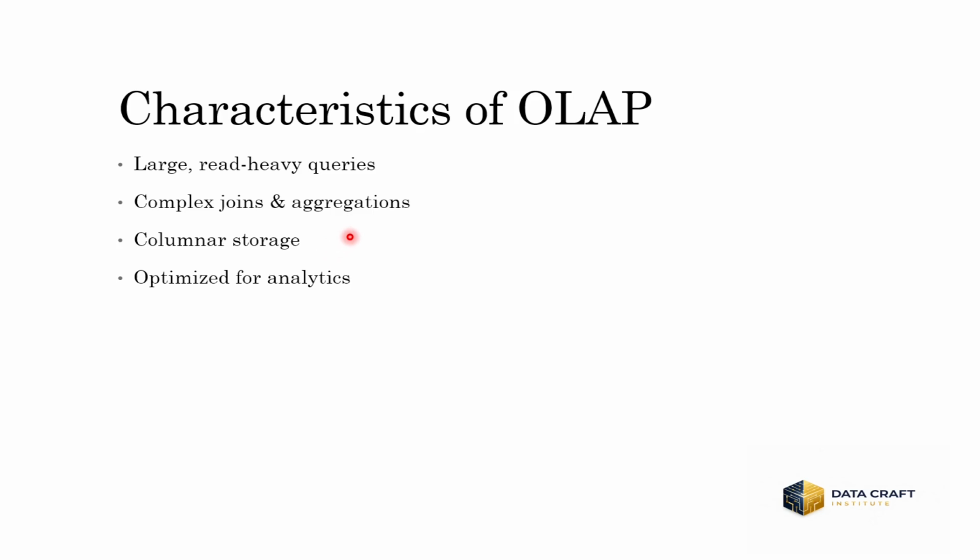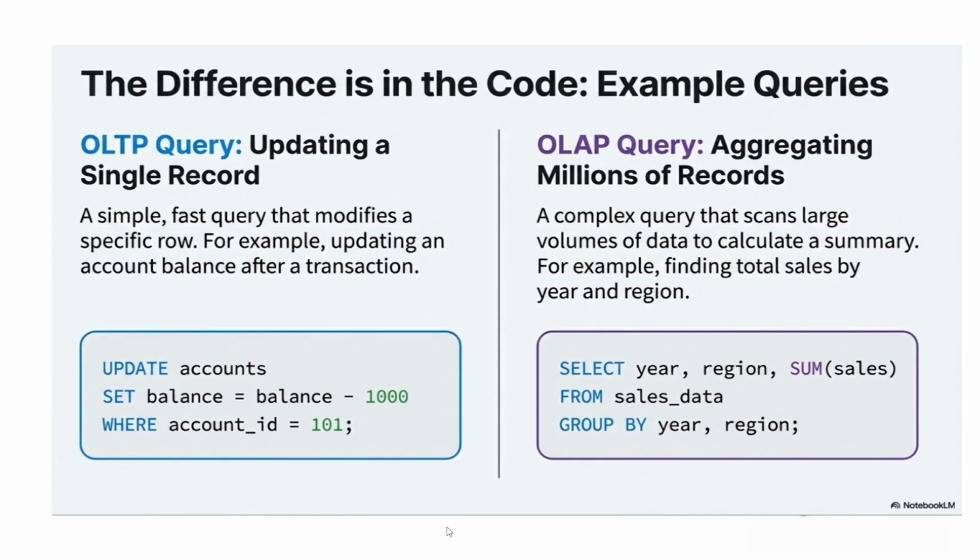Why columnar storage? Because generally the select statements are run on a column level. Not every column is selected. We will learn more about columnar storage later.